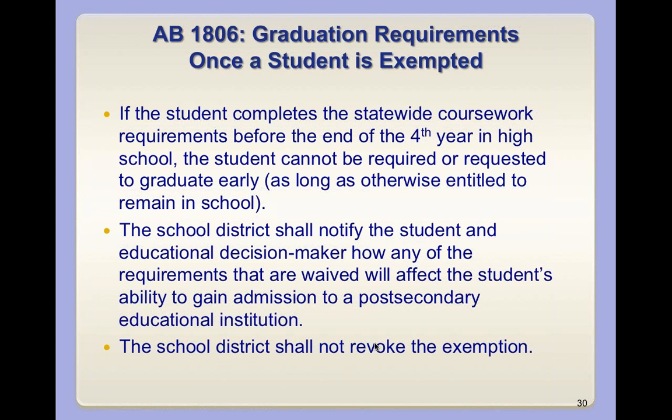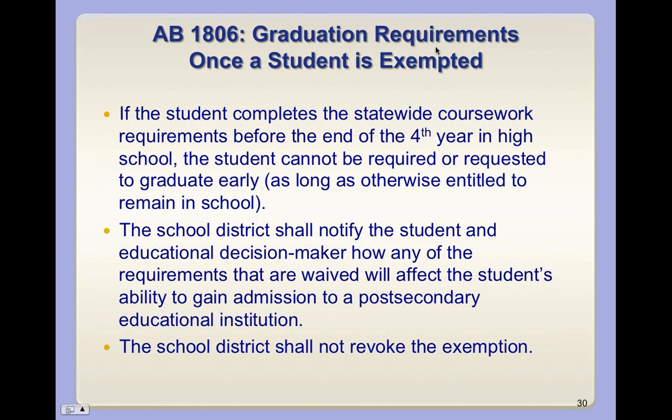Once a student is exempted, so they're going to go ahead and do AB 1806, we've had the conversation, we've provided the notice, we've made the decision, they're going to do AB 1806. If that student, for whatever reason, actually is able to complete the statewide coursework requirements before the end of the 4th year, that student cannot be required to graduate early, as long as they're otherwise entitled to remain in school, so that they can stick around till the end of that school year.